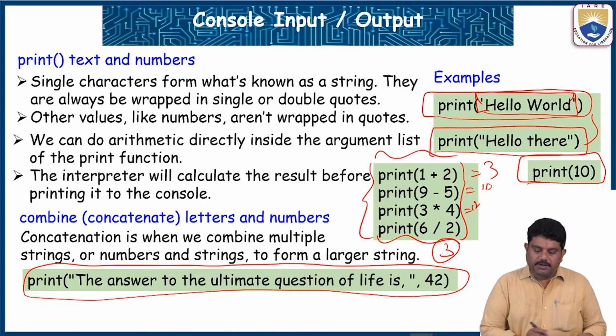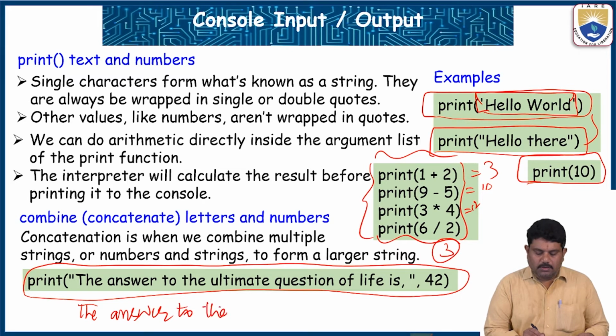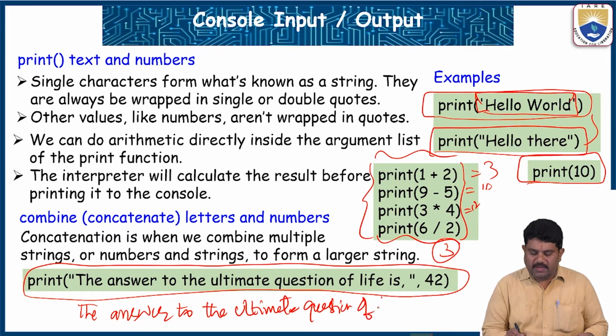Now it displays the output like: the answer to the ultimate question of life is 42. It prints like this. This is the output.